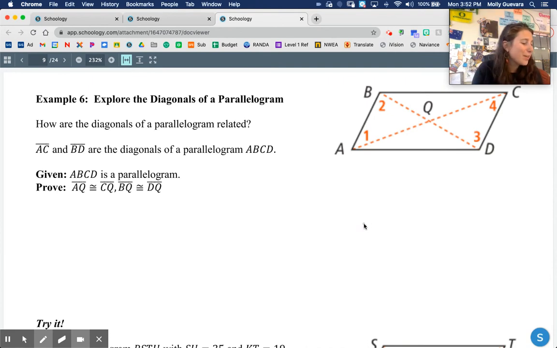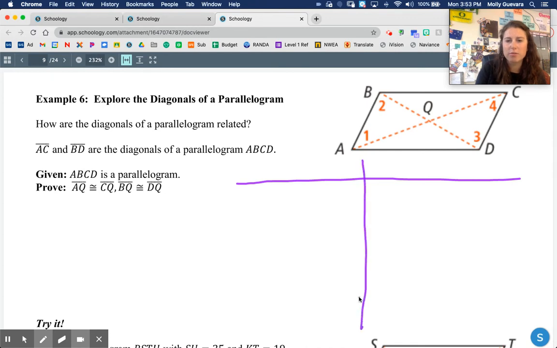I'm given that ABCD is a parallelogram, and I want to prove that A to Q is equal to C to Q. And I want to prove that B to Q is equal to D to Q. So I have a lot of work ahead of me. But the first thing I have to do is make my columns. Remember that the left side of my columns are always my statements, and then the right side of my columns are always my reasons.